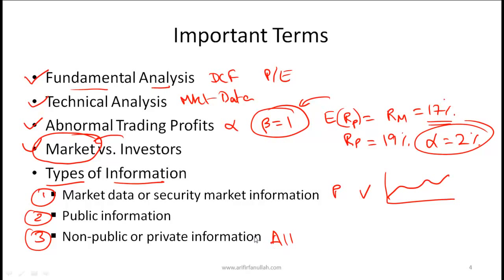So the idea being that there might be some information that is only known to the market makers, or information that might only be known to senior executives of a company. So that information is non-public or private. And this category 3 essentially includes 1 which is market data, 2 which is public information, and 3 non-public or private information. So 3 includes 1 and 2. Category 2 here includes 1, and obviously item 1 is just on its own.